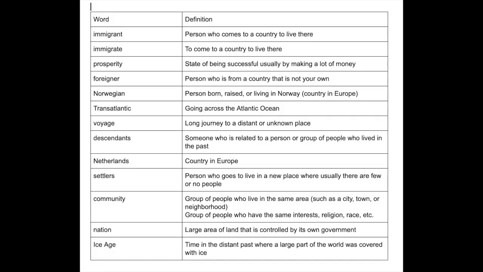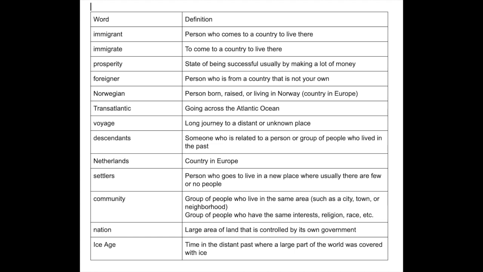Okay, so what I also did is I created a vocabulary sheet. I used all the unknown words that those of you that completed your ELA classwork last week noted, I created a list of words, and I gave you the definition. So I'm going to just read it off now for you. Okay, an immigrant is a person who comes to a country to live there. Immigrate is to come to a country to live there. It's the verb form. Prosperity is the state of being successful, usually by making a lot of money, wealth, okay?